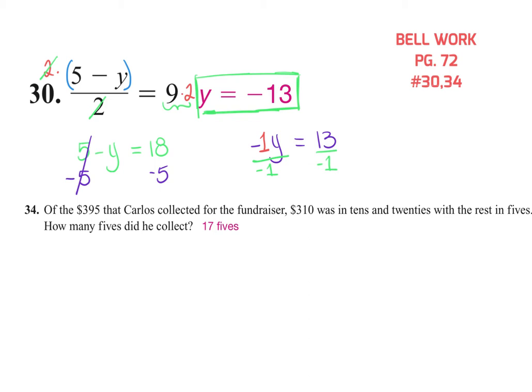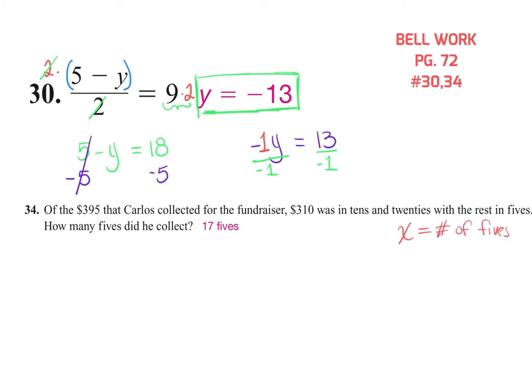Of the $395 that Carlos collected for the fundraiser, $310 was in 10s and 20s, and the rest were in 5s. How many 5s did he collect? What's my variable going to be here? What do I not know? The number of 5s. So my x is going to equal the number of 5s.